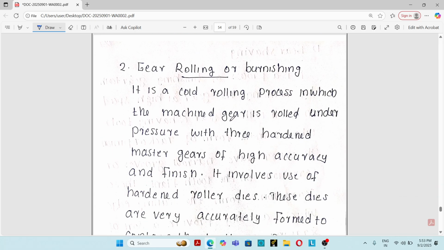Okay. And the second one is the gear rolling or burnishing process. Gear rolling or burnishing is a cold rolling process in which the machined gear is rolled under pressure with three hardened master gears of high accuracy and finish.